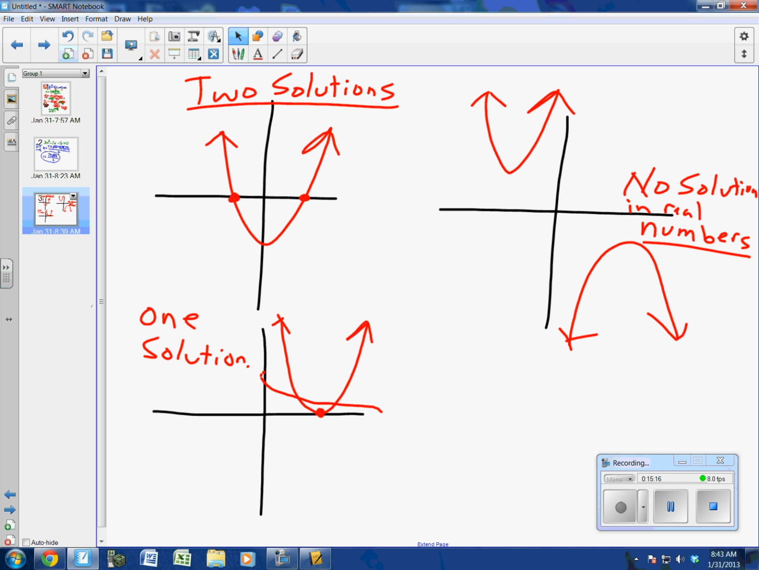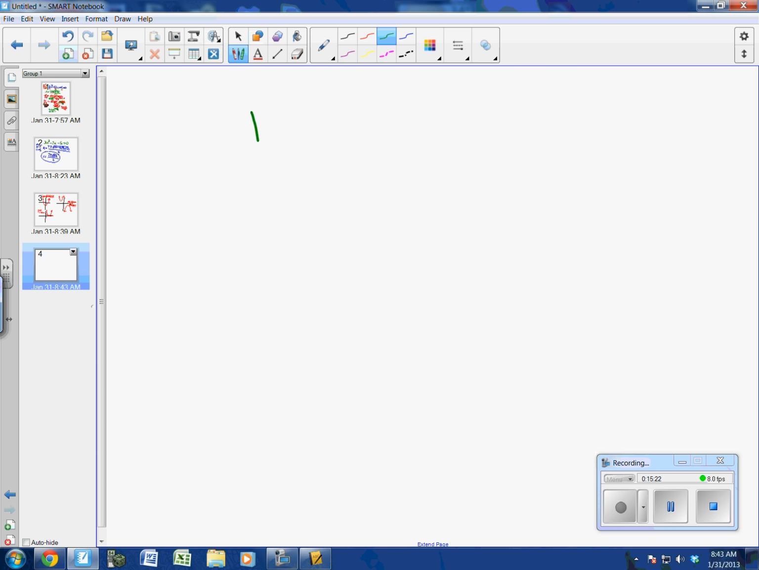All right, good thinking. Now, you guys, this is what I need to show you. You know the part inside the square root, b squared minus 4ac? This is called the discriminant. So just the b squared minus 4ac is called the discriminant.